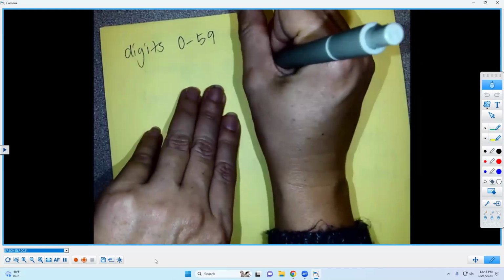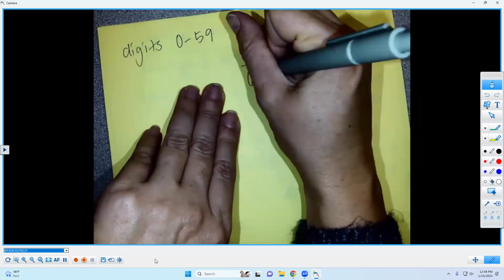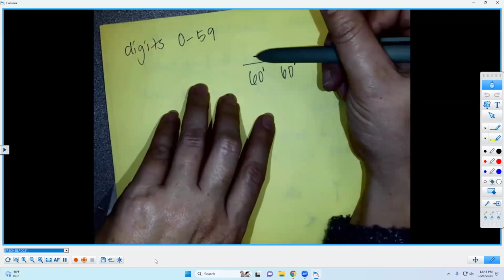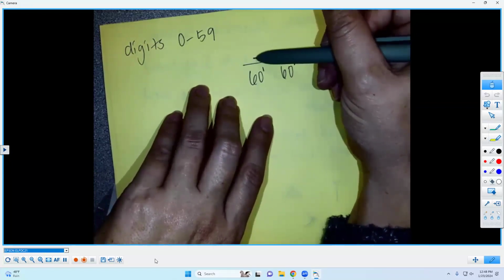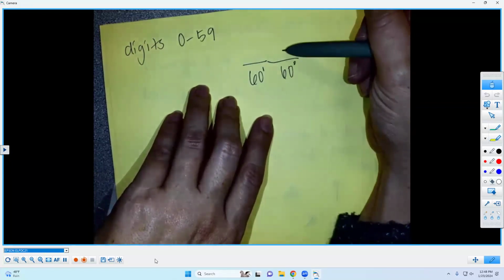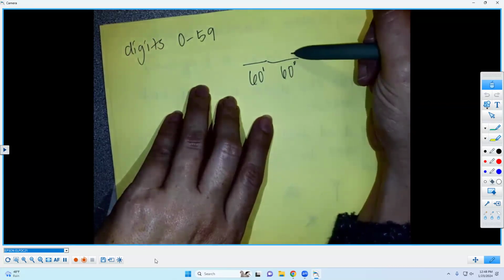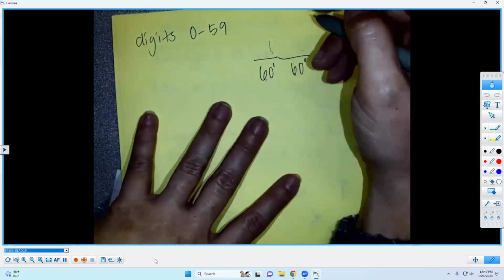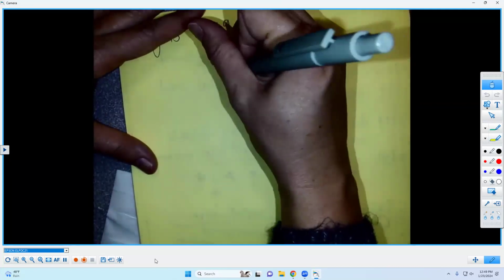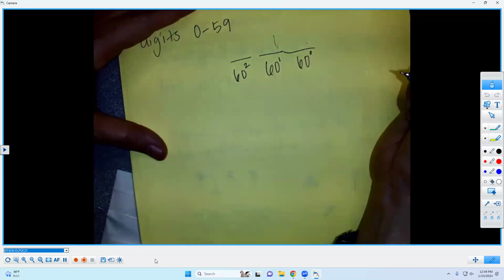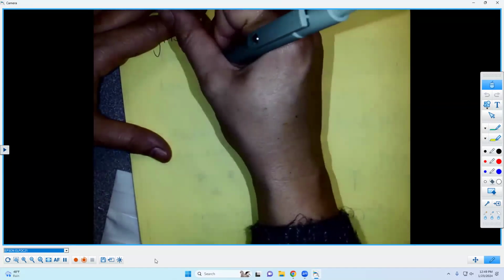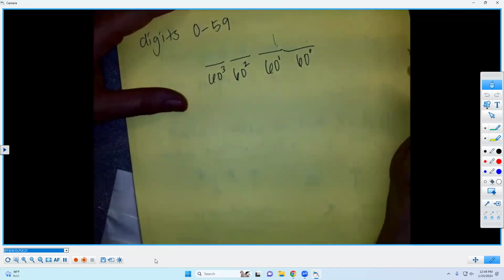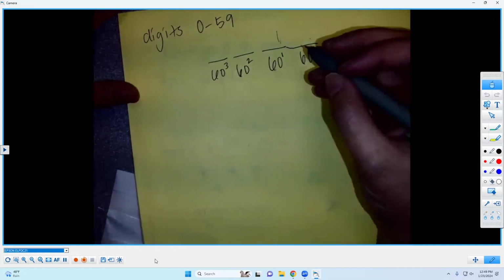Once you bump up to the next place value, that's 60 to the first power. So if I want to write the number 62, it'd be a 1 in this place value and a 2 over here. Does that make sense? I have 1 of these and 2 of these, and we'll practice that in just a minute. Then this would be 60 to the second power, and so on, 60 to the third power, and so forth.